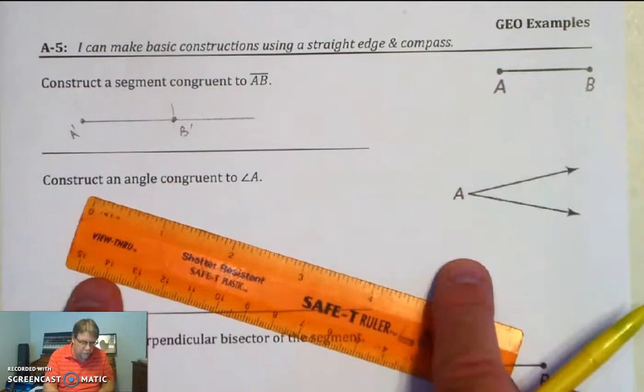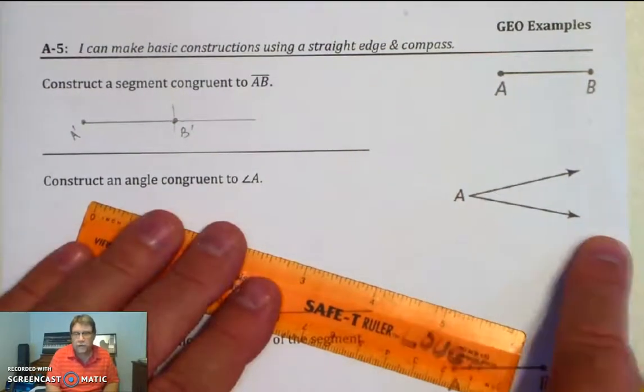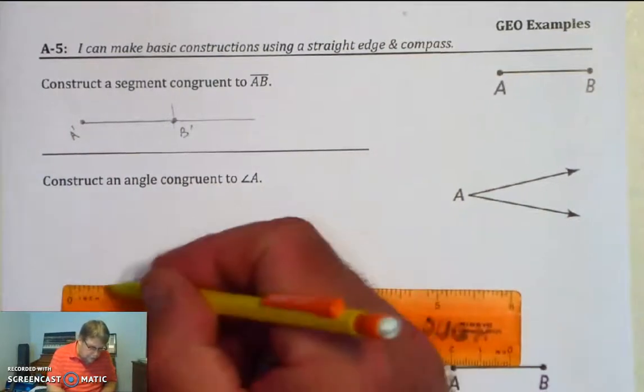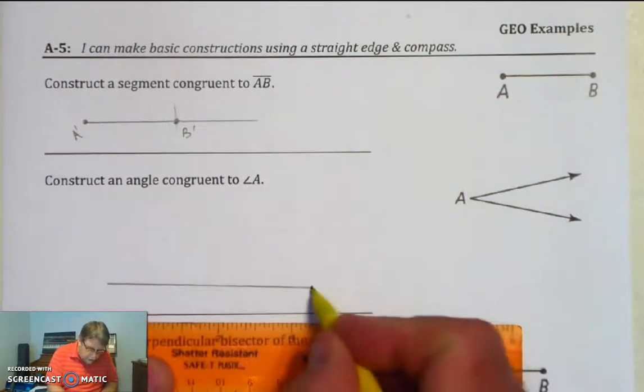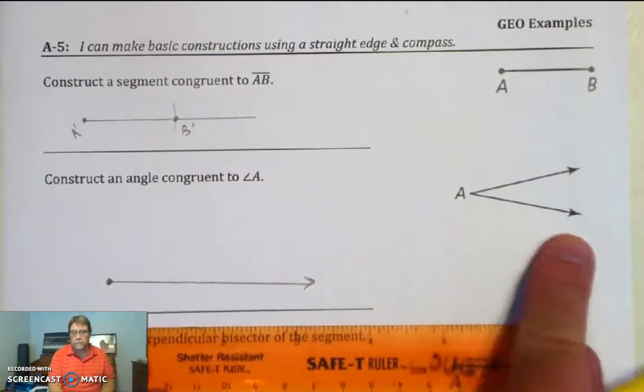Our next example, we're going to draw a congruent angle. Now, what's nice about drawing angles is the rays don't have to be a certain length. So we're just going to make it a certain length and put an arrow at one end and a dot at the other. That's going to be basically this bottom part.